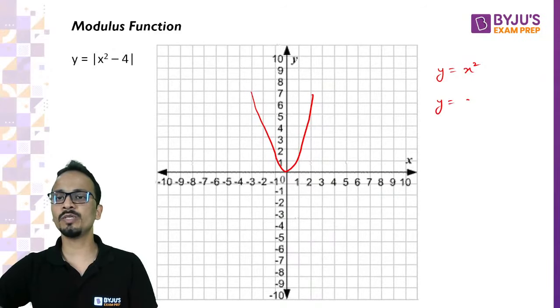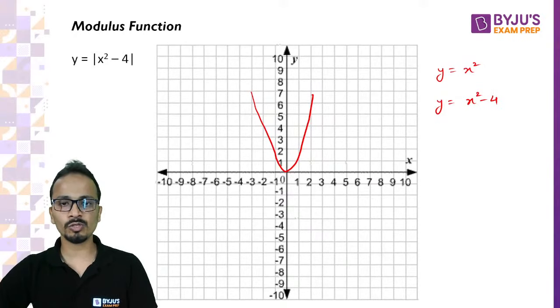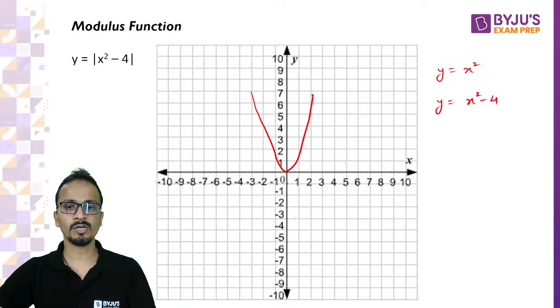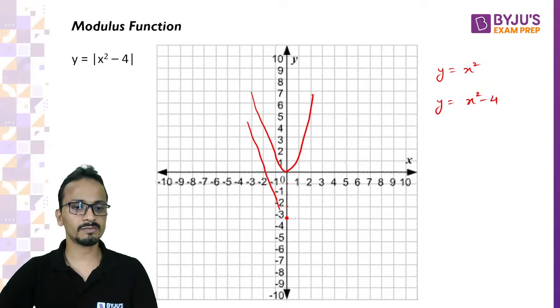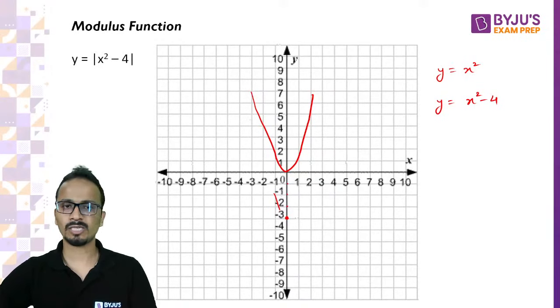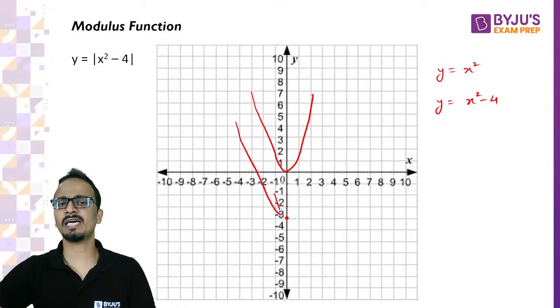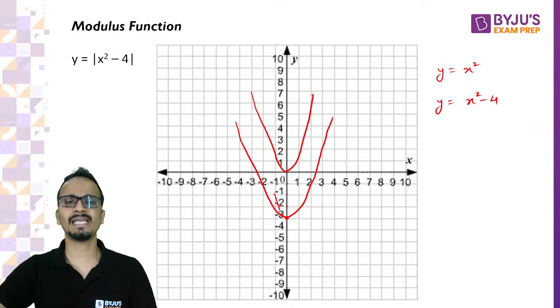Then I'll move to y equal to x square minus 4. The graph will be shifted downwards by 4 units: 1, 2, 3, 4. So the graph will be shifted downwards and the new graph will be... I'm just drawing the rough sketch of these graphs. So the new graph will be like this.